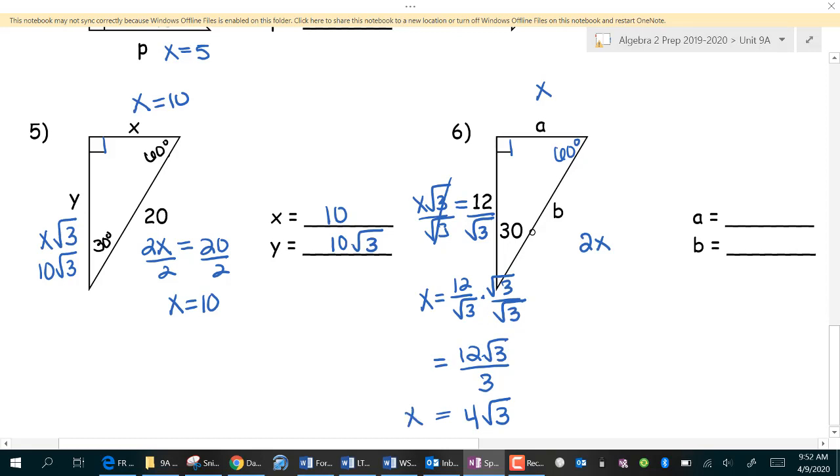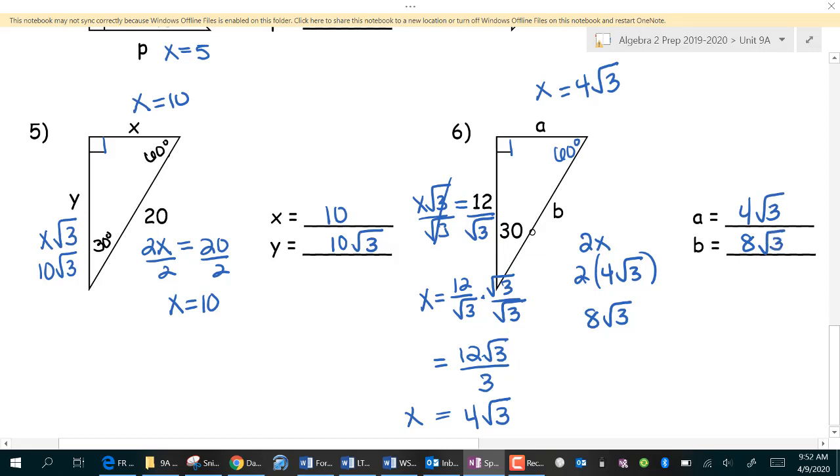So that's X. So I need to just fill that in then where I see an X. So across from my 30-degree angle, that was the simple one, that's just X. So I know that side A is 4 root 3. And then across from my 90-degree angle, I have 2 times 4 root 3. So if I double that, that becomes 8 root 3.